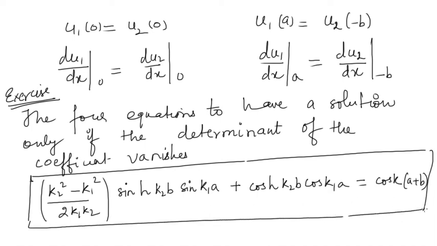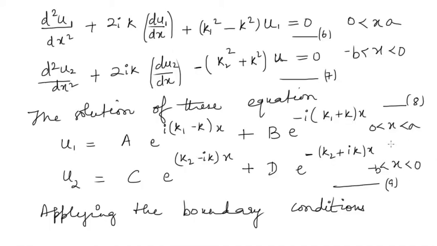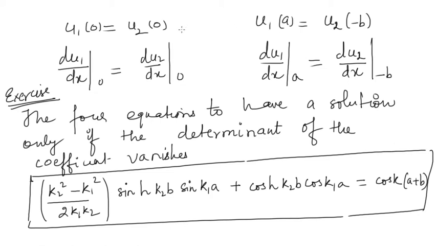Okay. Now, what is my equation number? 8, 9. These are my boundary conditions, a and b. By solving all these boundary conditions in 8 and 9, I will get this equation. Okay, this is very straightforward. I will leave it as an exercise.